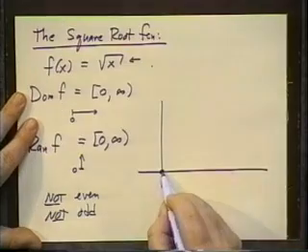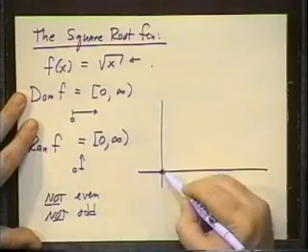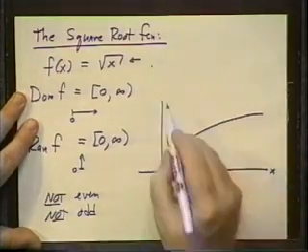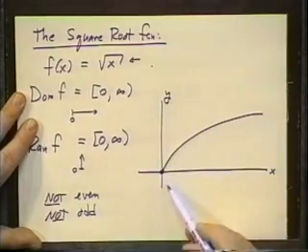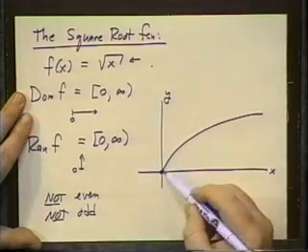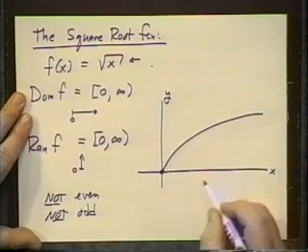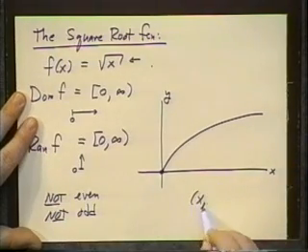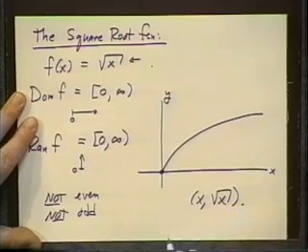It starts at 0, there's a point there, and it simply goes up in a curve that looks like that. This is actually part of a sideways parabola, and it will go off to infinity in that direction. What do points on this graph look like? Of course, they look like x, square root of x.